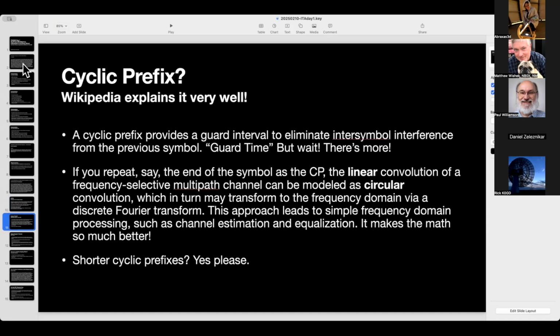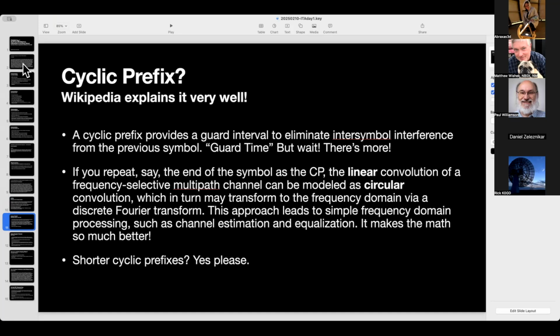So what's a cyclic prefix? Well, there's a really good explanation in Wikipedia. The cyclic prefix provides a guard interval to eliminate intersymbol interference. So you're chucking your values out of your antenna, and in between your symbols, you put in a little prefix. You put in some extra data. But it's not just any data. Just any data would give you guard time. But wait, there's more with especially OFDM.